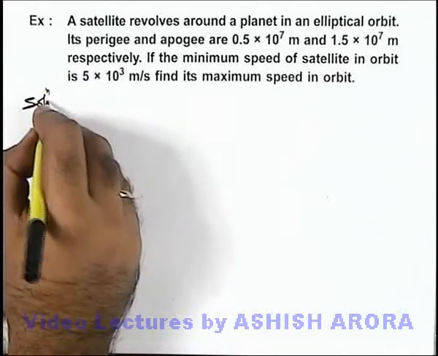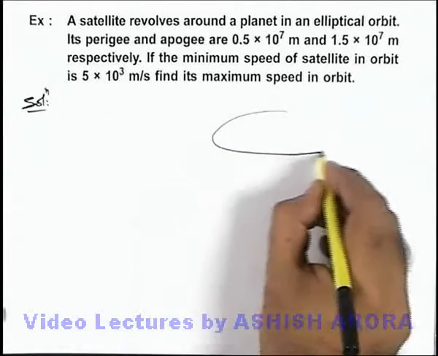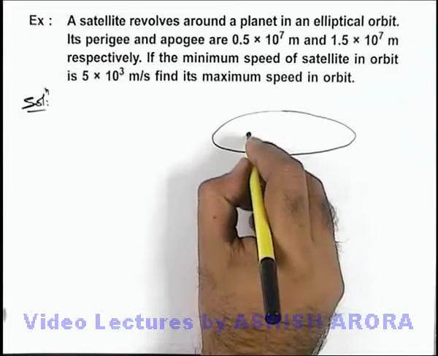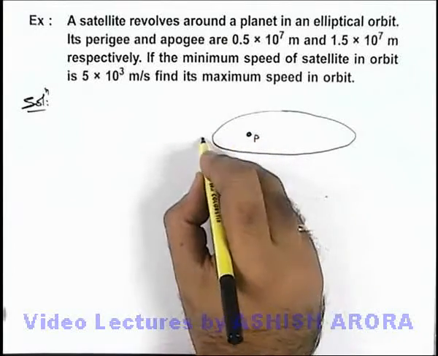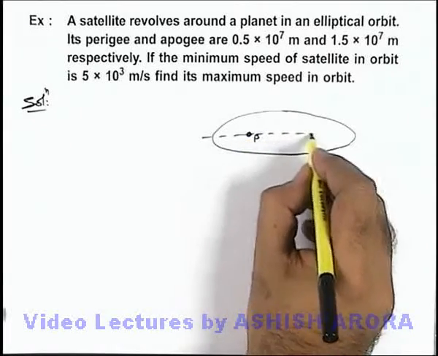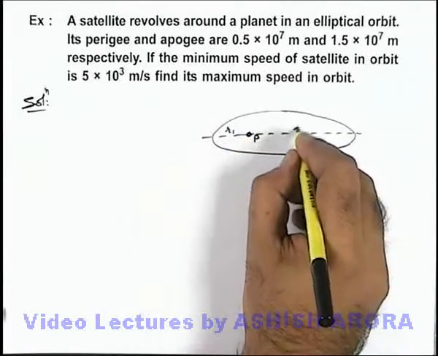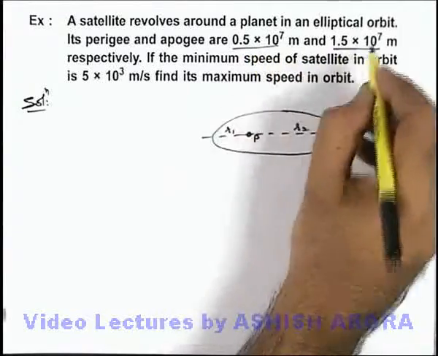Now if we draw the orbital situation, we can see that if a satellite is revolving around a planet in an elliptical orbit, we know well that the planet is located at one of the foci. In this situation, say the perigee is R1 and apogee is R2. We are already given the values of R1 and R2.